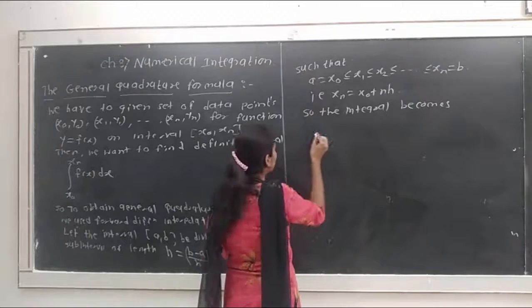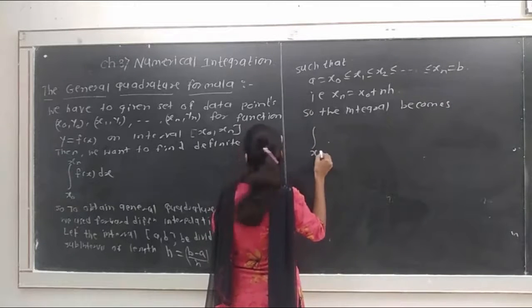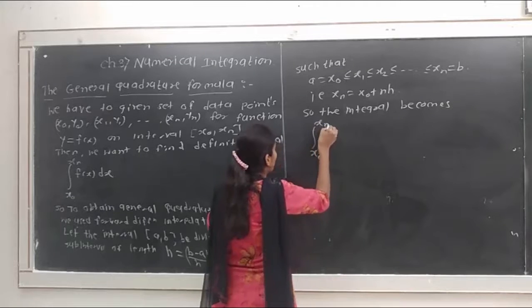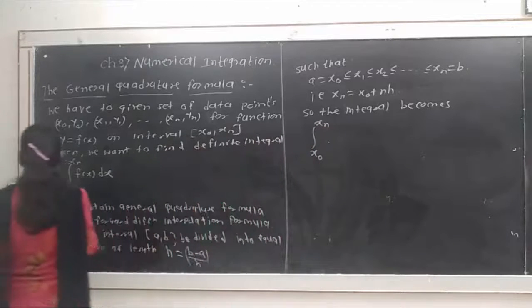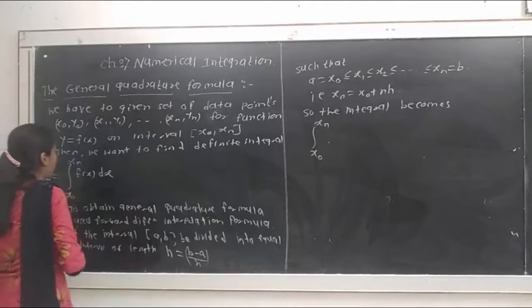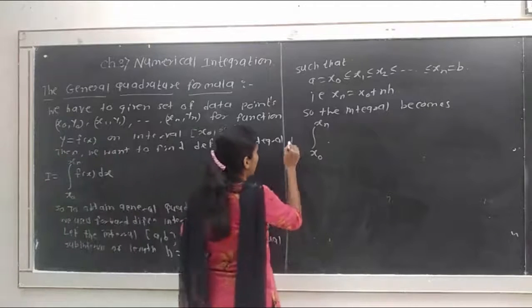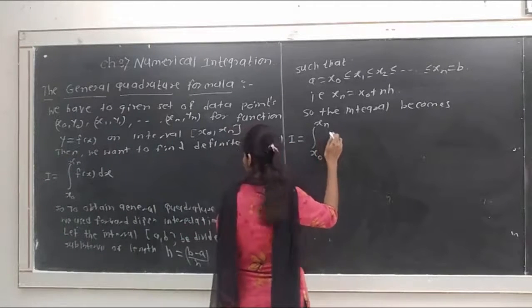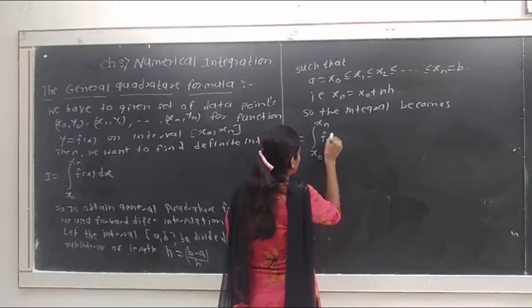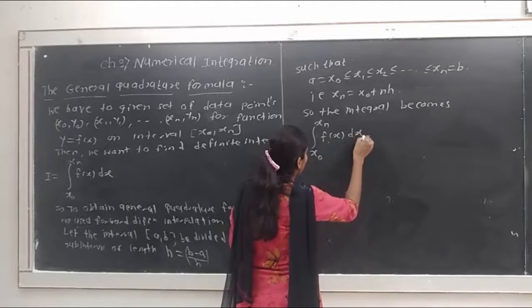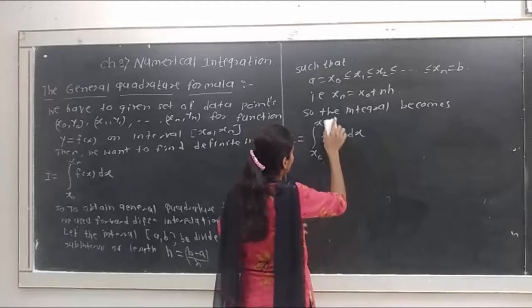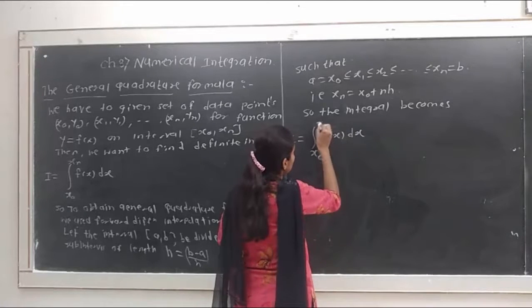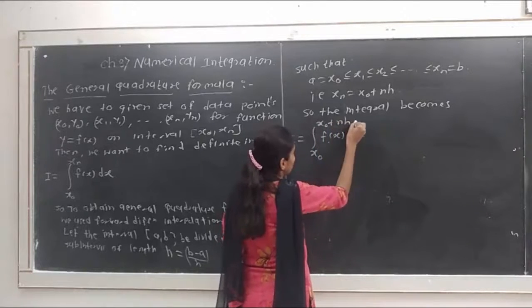So the integral becomes integration from x0 to xn. Here we name this integral as I. So this integral I becomes the integral from x0 to xn of f of x dx. We can write xn also as x0 plus nh in this form.